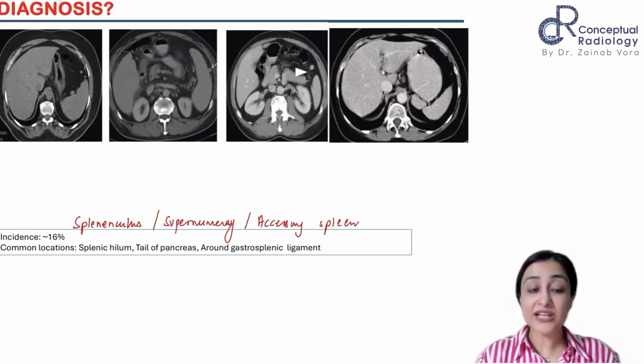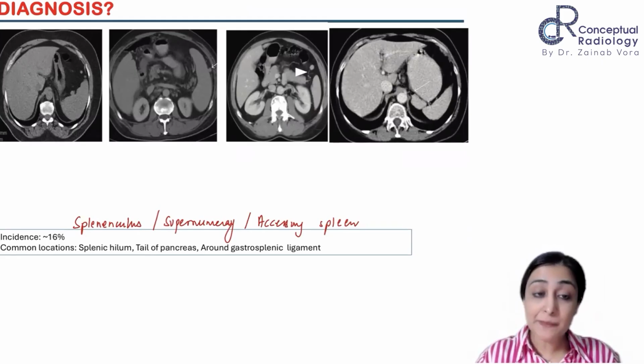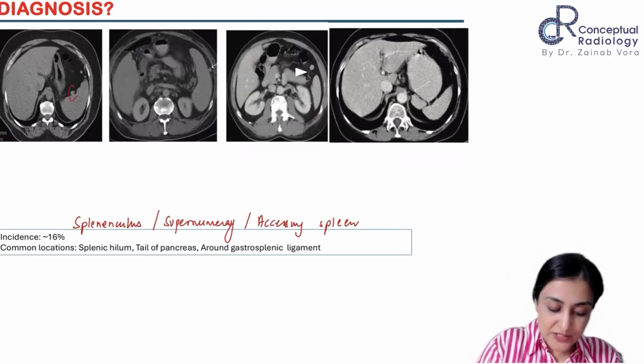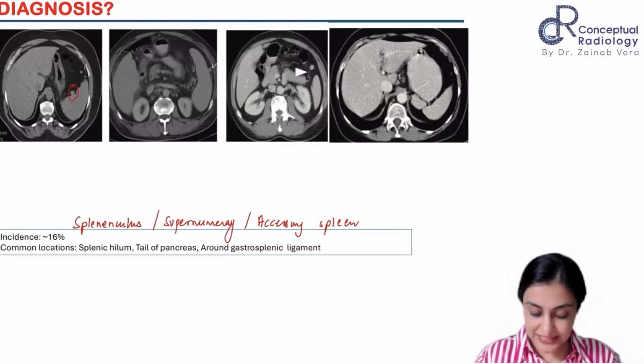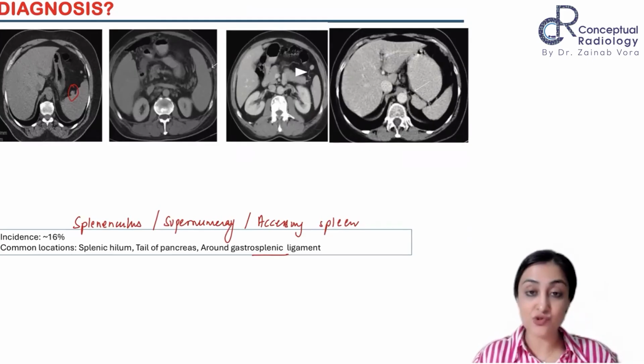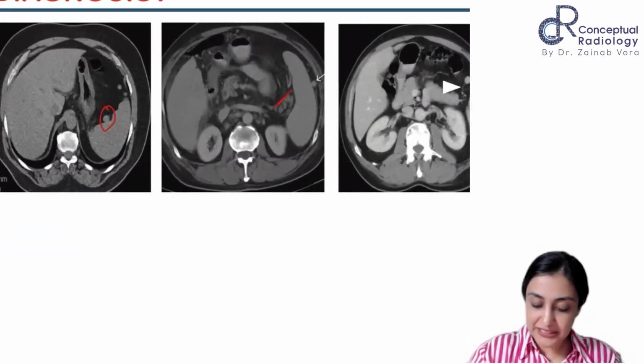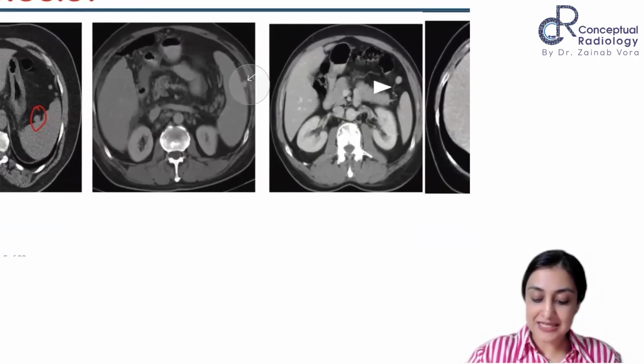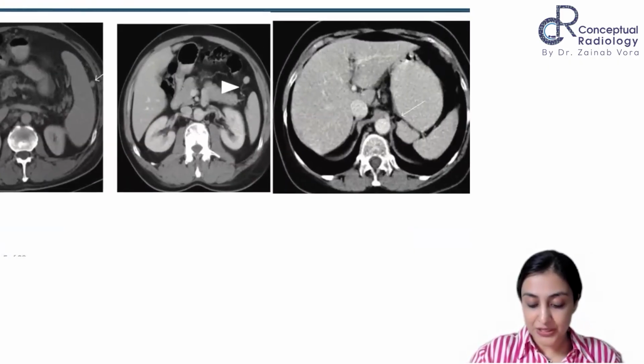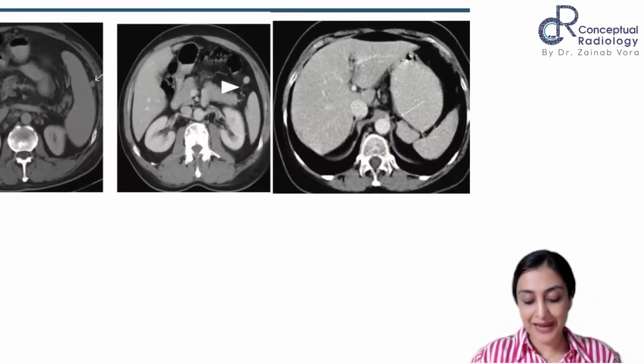Fine. Then what are the common locations? So splenic hilum is the commonest location. That's where you are seeing it. It can be seen near the tail of pancreas, around the gastrosplenic ligament. So particularly in this region, right? So that's where it's commonly found. Here you can see it's lateral. Here you can also see it is near the pancreas.